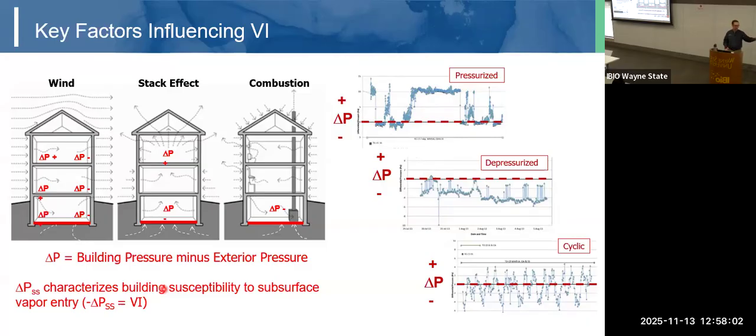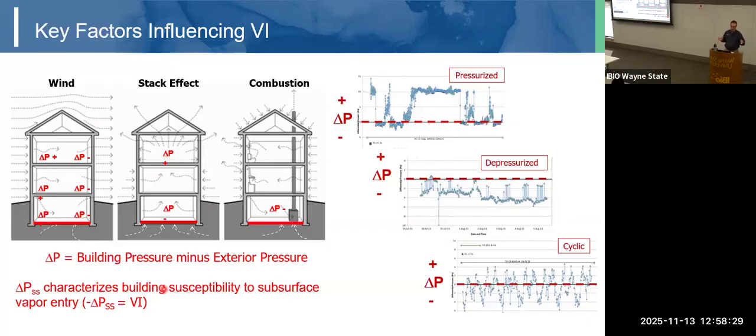You can also, in the cooler months when the building is being heated, have hot air rising, right? That's going to create a stack effect that's going to induce a negative pressure at the bottom of the building. So between that and windows and doors being closed in the winter, that's why we think that generally cooler weather, heating season, is when vapor intrusion will be worse.